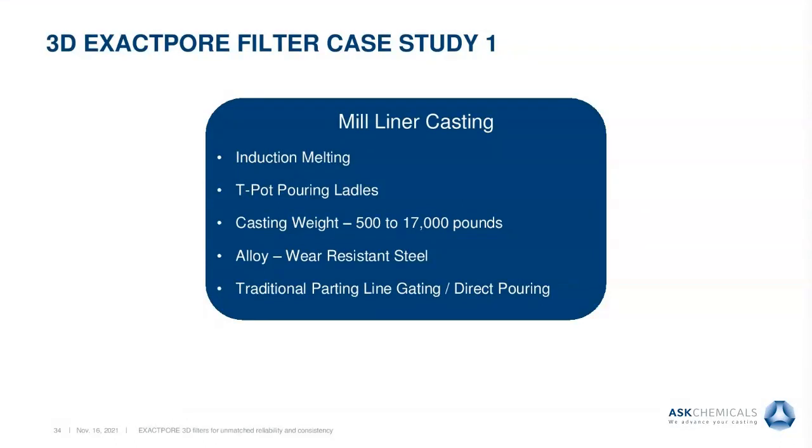The first study is with a mill liner casting, with the customer using induction melting and pouring from teapot ladles, with casting weights from 500 to 17,000 pounds. This customer is producing wear-resistant steels and using a traditional parting line gating system, but is very interested in direct pour applications.